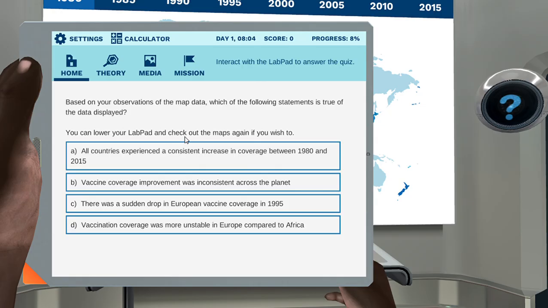Option A. All countries experienced a consistent increase in coverage between 1980 and 2015. Option B. Vaccine coverage improvement was inconsistent across the planet. Option C. There was a sudden drop in European vaccine coverage in 1995. Option D. Vaccination coverage was more unstable.